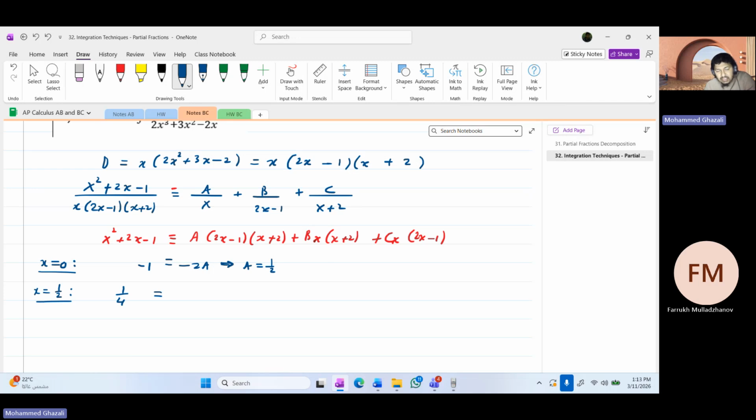So half b, and this is b times half times 2 plus a half, which is 5 over 2, right? So see what this equation simplifies to now. If I multiply both sides of the equation by 4, this side is 5 over 4 b, okay? So 1 is equal to 5b. This implies b is equal to 1/5.